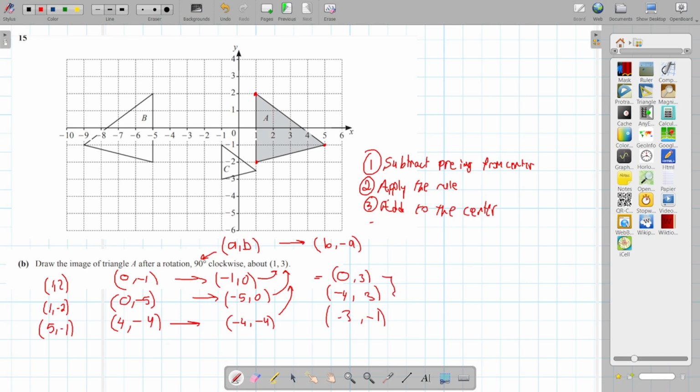So these are your 3 points after rotating, and let's graph them. 0, 3 over here. Minus 4, 3 is over here. And minus 3, minus 1 is over here. You just connect the dots, obviously with the ruler, yeah? And that's your triangle, okay?